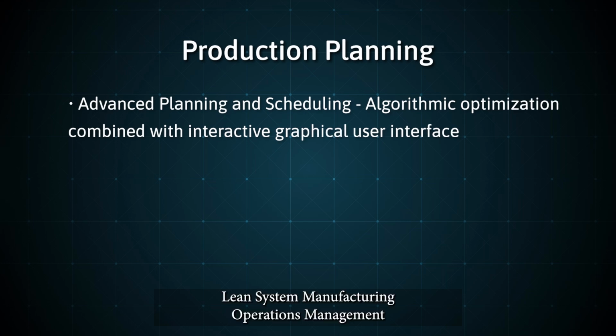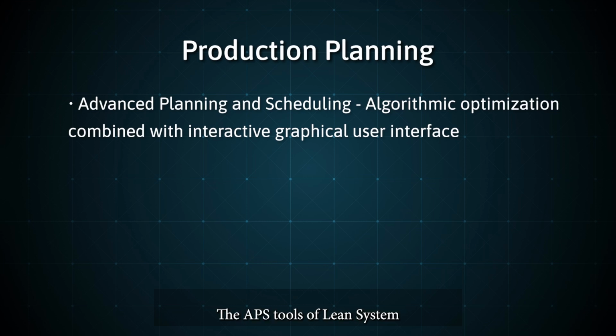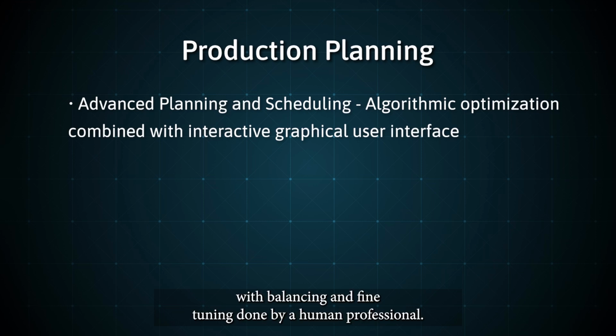Lean System Manufacturing Operations Management includes an advanced planning and scheduling toolset with versatile tools for production optimization. The APS tools of Lean System combine the power of algorithmic planning with balancing and fine-tuning done by a human professional.